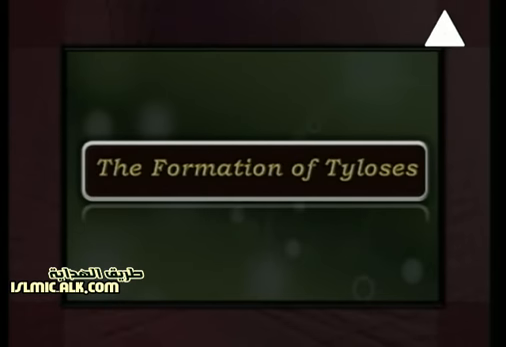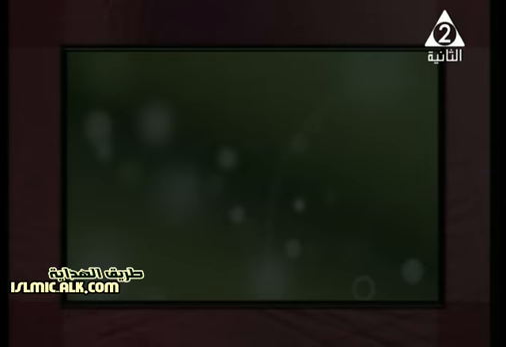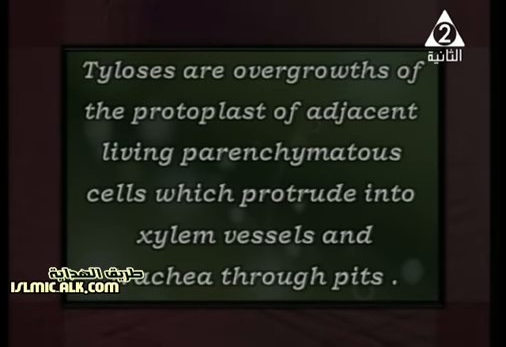Also, we have the formation of tyloses. Tyloses are overgrowths, I mean extra growth, of a protoplast of the adjacent living parenchymatous cells. Parenchymatous, they are parenchyma cells. As we studied before, we have different types of cells like parenchyma, collenchyma, sclerenchyma, as we studied in the first secondary. And here we are talking about the parenchyma cells or parenchymatous cells, both of them, which protrude, I mean it increases something like a bud or bulk into xylem vessels.